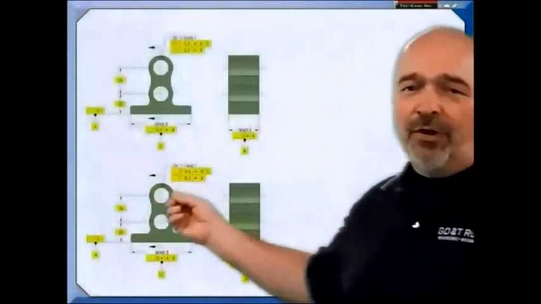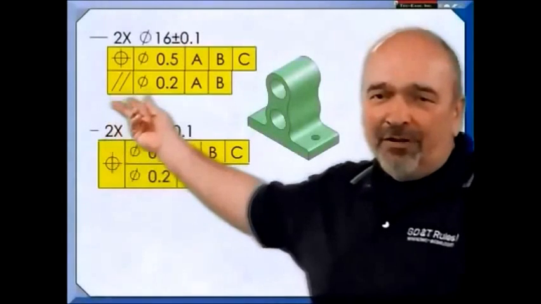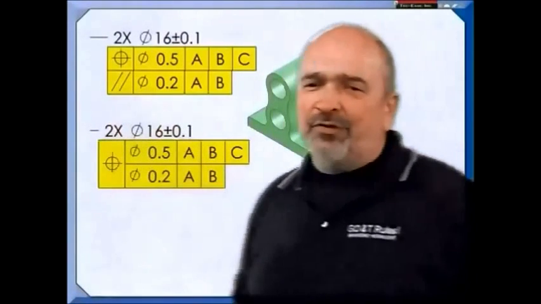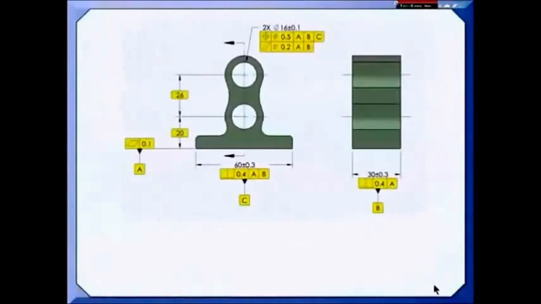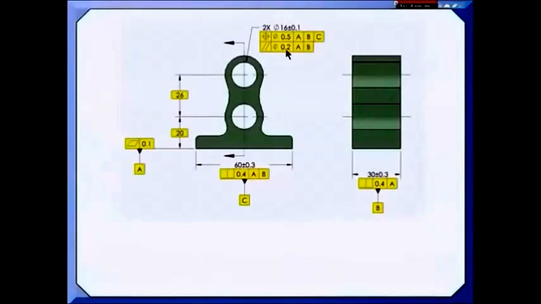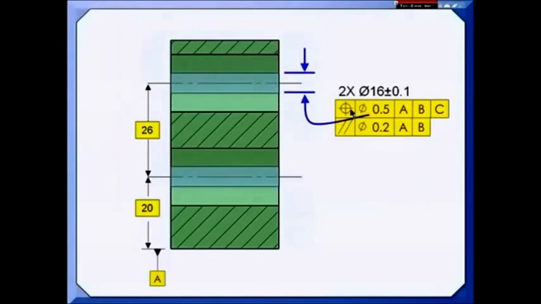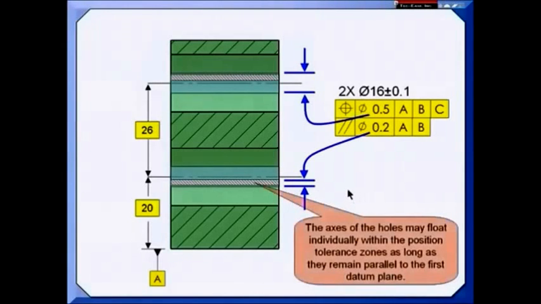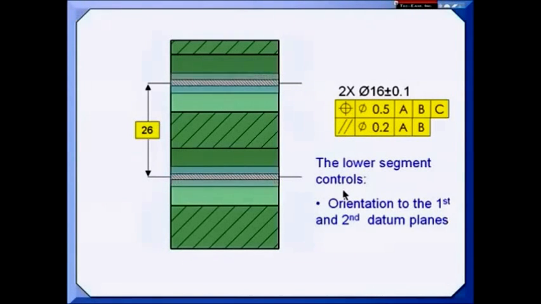The only difference is that one uses composite position and the other has a parallelism as a second segment. An animation will help explain the difference. Let's first take a look at the effect a parallelism has when applied to this position tolerance on the 2 holes. Position, of course, locates the holes relative to the datum reference frame. The parallelism tolerance zones then can float within the position tolerances. So that means that they float independently because it's just an orientation tolerance. It doesn't locate them in any way.